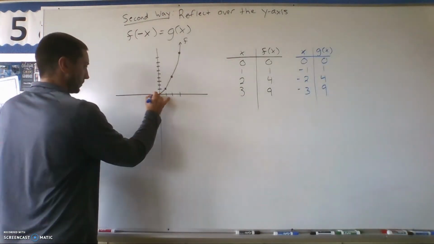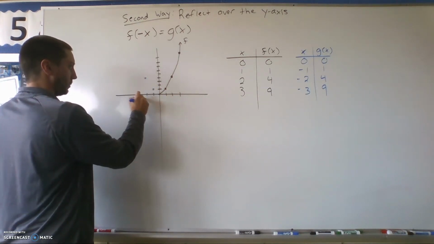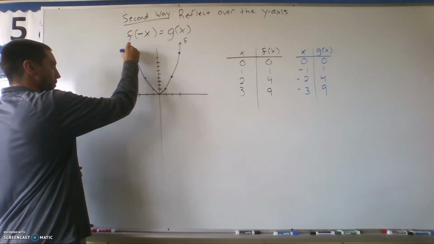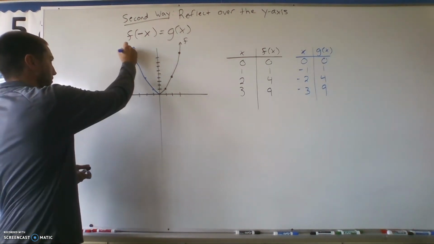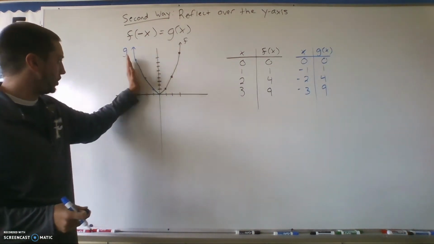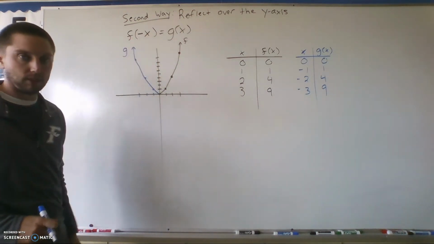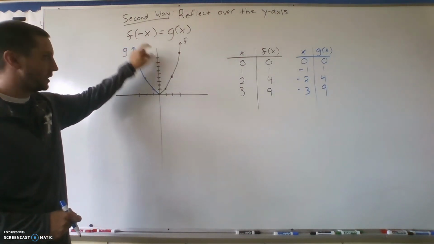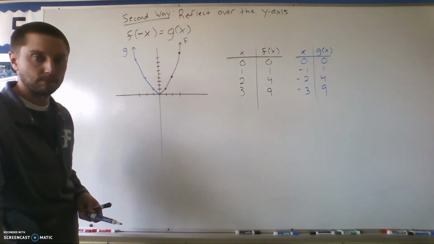Okay, so if I go and plot these points, negative 1, 1, negative 2, 4, negative 3, 9, a little bit better that time. So there's my function. This is g. We found it. Okay, so what do we notice about this? We notice that g is a reflection over the y-axis of my original f function. So if I take a negative and throw it in front of the input values, I'm going to get a reflection over the y-axis.